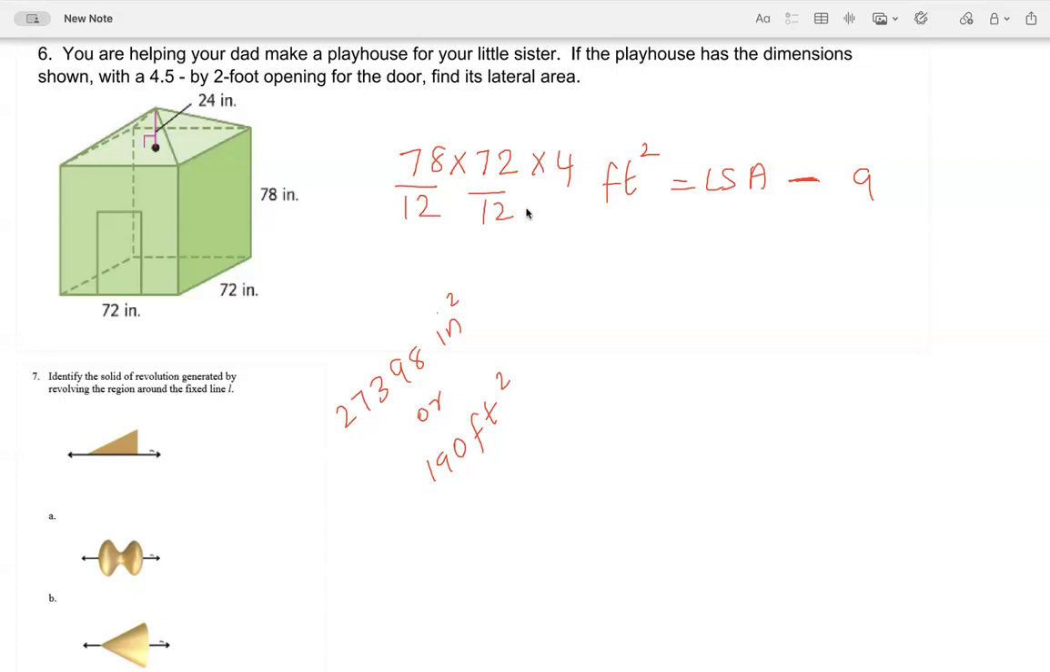78 times 72 times 4 divided by 144 is what? Let me put it in and see. But when I got my answer, like the 190.3 thing, I added the top to it. Ah, you added the top. Added the top means? Like the square pyramid on top. The triangle. All the 4 triangles you added? Yeah.